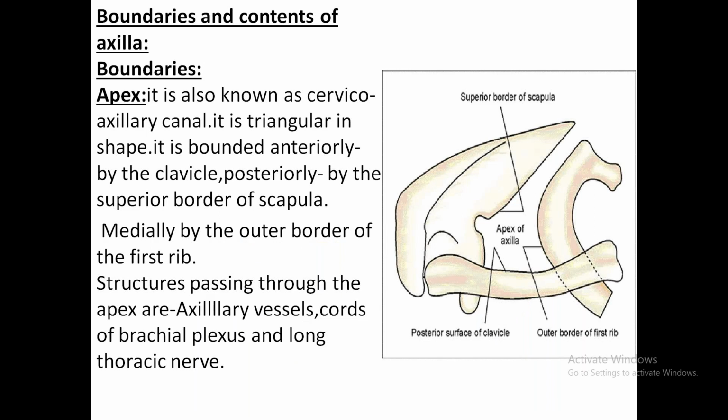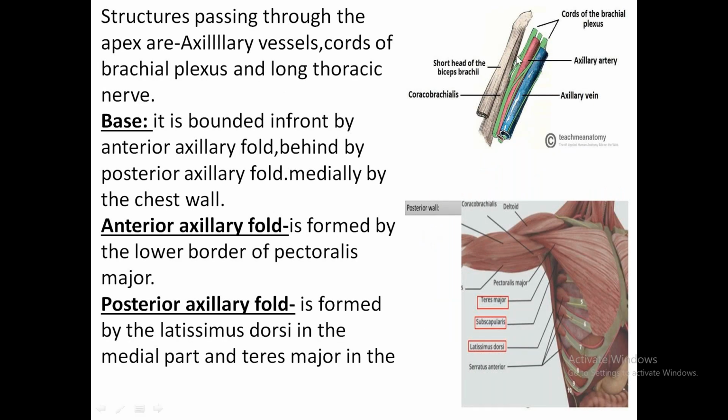Boundaries of the axilla. Apex: it is also known as the cervicoaxillary canal. This is the apex of the axilla. It is triangular in shape. It is bounded anteriorly by the clavicle, posteriorly by the superior border of the scapula, and medially by the outer border of the first rib. Structures passing through the apex of the axilla are axillary vessels, cords of the brachial plexus, and long thoracic nerve.